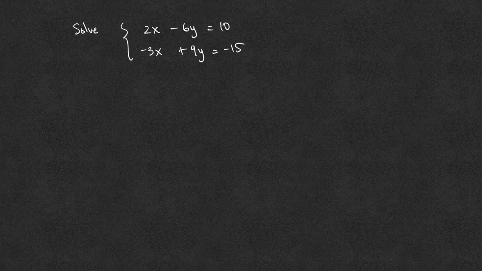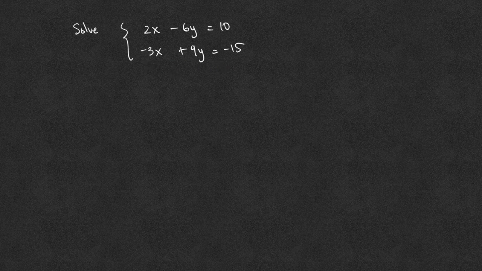Solve the system of equations 2x minus 6y equals 10, negative 3x plus 9y equals negative 15. Since the methods are not specified, we can use either the elimination or substitution method. Since none of the equations has a variable by itself, 1x or 1y, we will use the elimination method. It doesn't matter which variable we eliminate first.